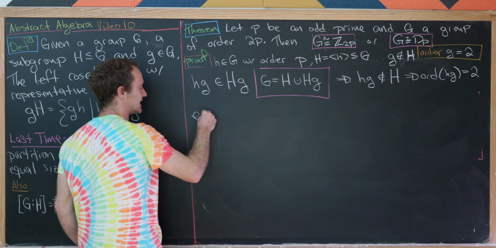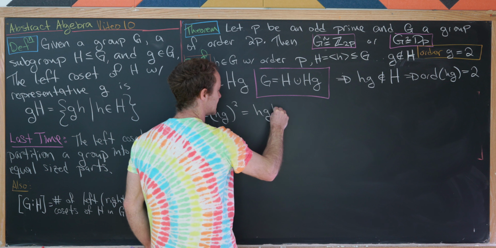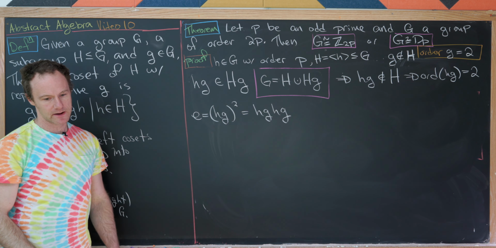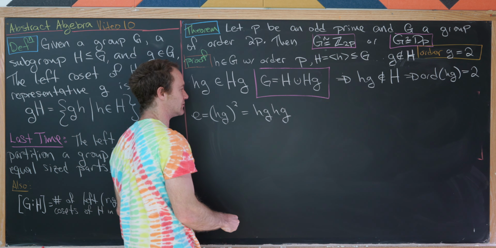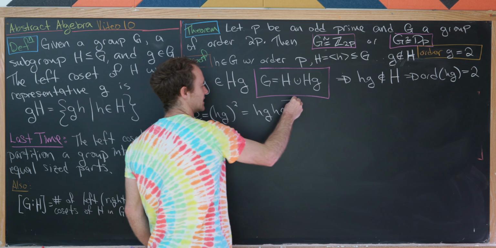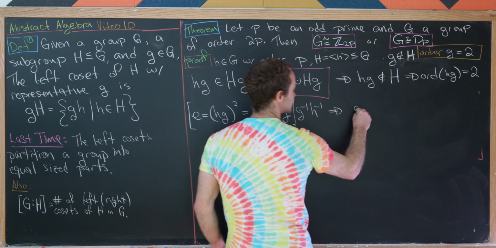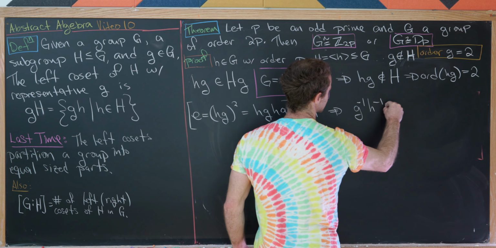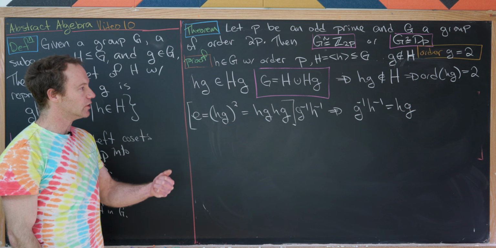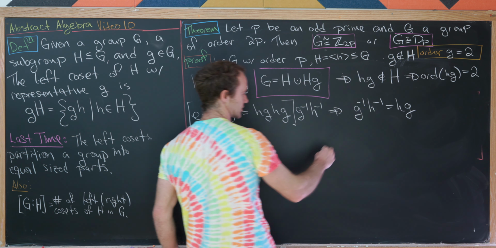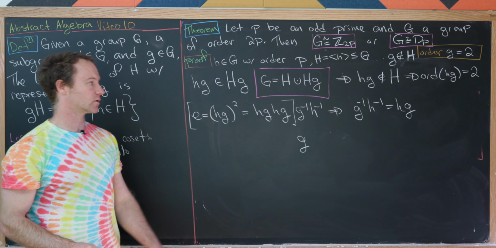Okay, but that means we know the identity is the same thing as (hg) squared, which is the same thing as hghg. Okay, but now let's right multiply by g inverse and then h inverse to see where that takes us. So we're right multiplying by g inverse, h inverse. So that's going to give us g inverse h inverse is equal to hg. So something like that. But luckily we know g inverse and h inverse given the orders. So g inverse is equal to itself because g has order 2.